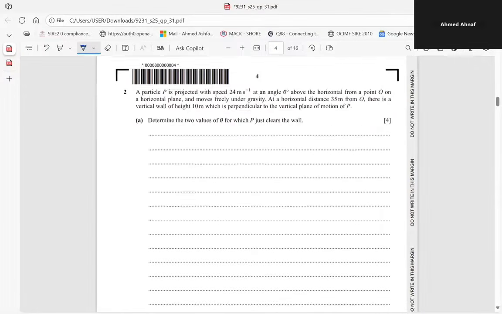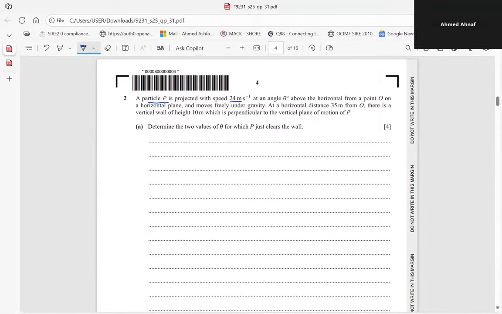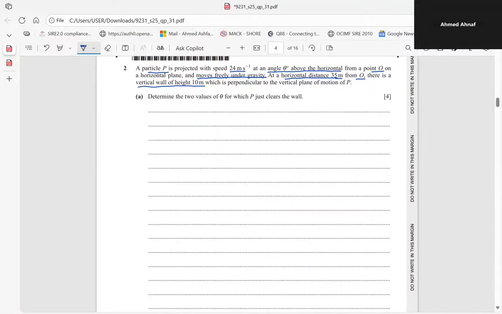Okay, so for the second question, we're told the particle P is projected with speed 24 meters per second at an angle theta above the horizontal from point O on the horizontal plane and moves freely under gravity. And after that, at a horizontal distance 35 meters from O, there is a vertical wall of height 10 meters, which is perpendicular to the vertical plane of motion of P. So for this first part, we have to determine the two values of theta for which P just clears the wall.